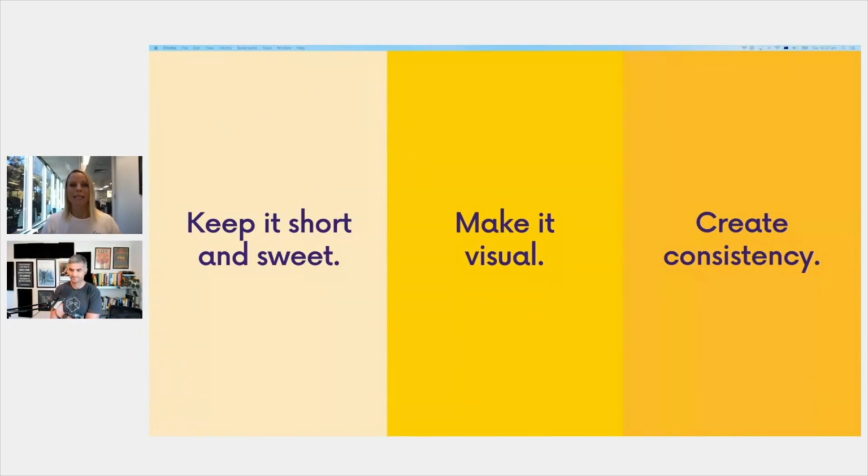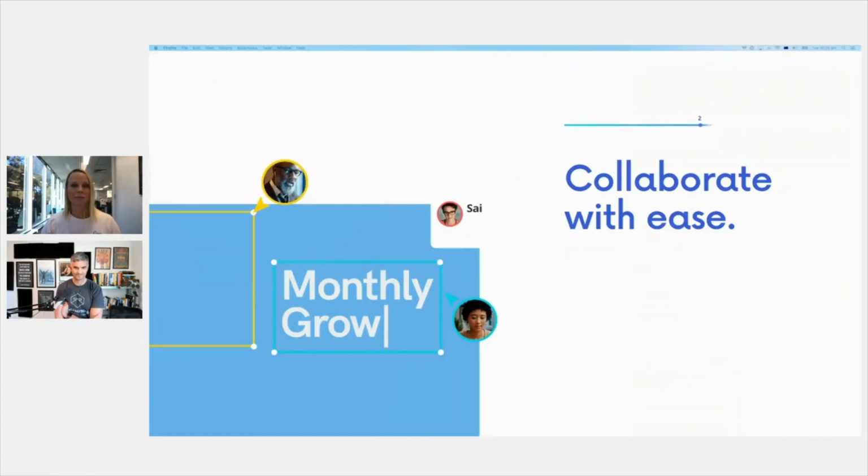Make it visual means show, don't tell, because people won't read long blocks of text. It's pretty boring and often distracts from you, the presenter. And then create consistency, which means you want a cohesive look and feel, so apply a similar treatment to your graphics, and you can keep your fonts and colors consistent with your brand kit, as we discussed before.